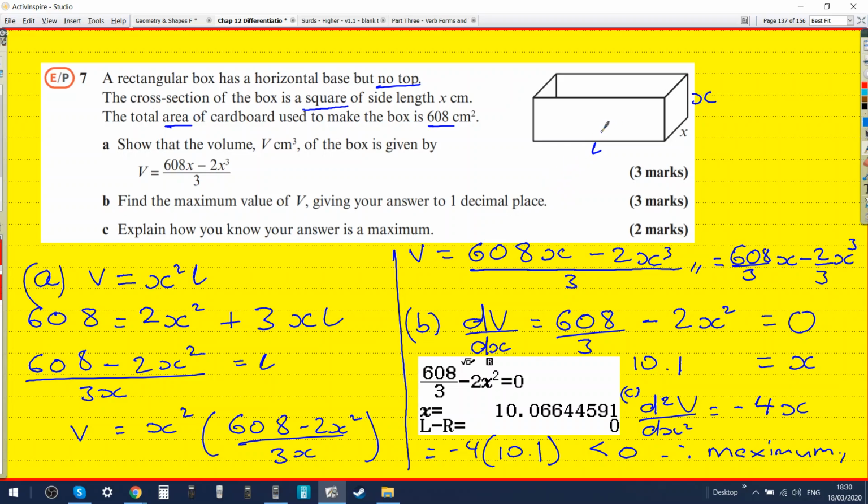This one, in exam questions, looks like they don't help you with this L bit, so I just called it L. They gave us the area, and we needed the volume, so I made L the subject in the other equation and subbed it into the volume equation, because our volume equation was x squared L, while their volume equation was just x, and so we had to eliminate it using the other one. Any questions about that? No.